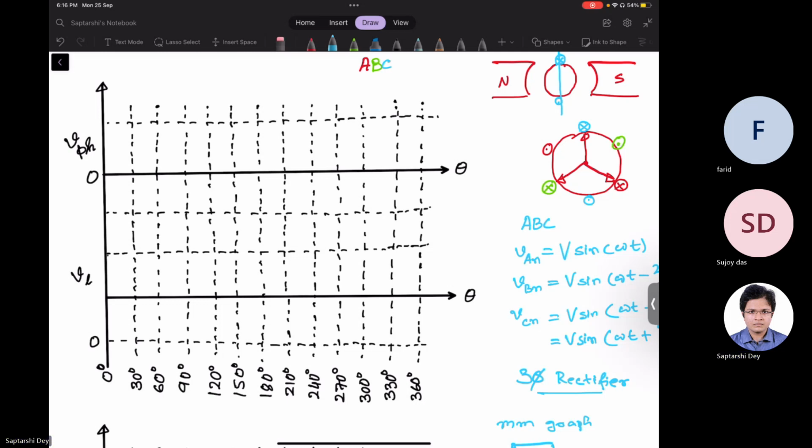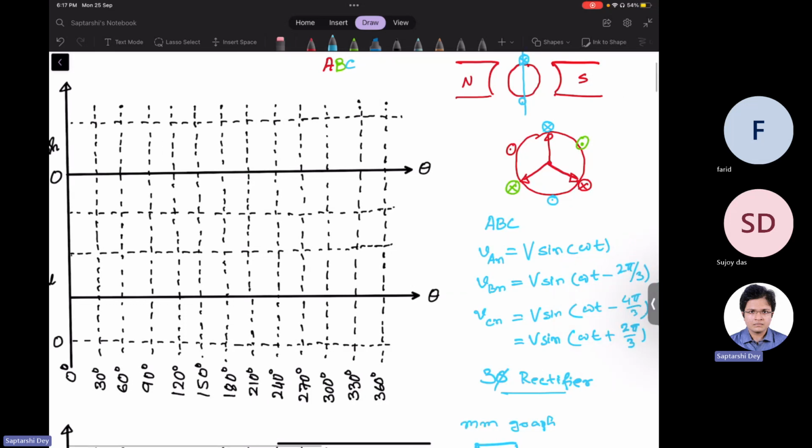Sometimes you will see some people say ABC, sometimes people say RYB. In some books, I think in some Russian publications, you will get to see UVW. It's the same thing, 120-degree phase shifted. Now, if this is the thing, now look at the equations that I have written on the right hand side.